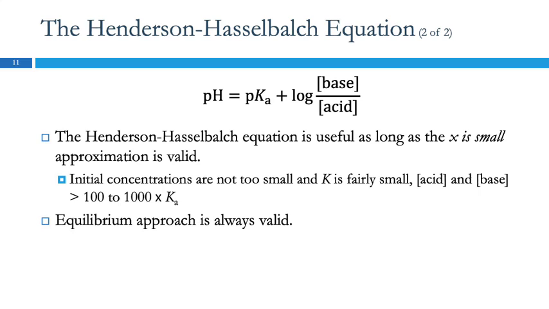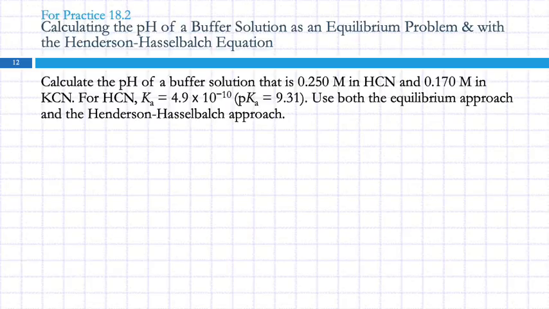You can always use the equilibrium approach and a solver and find the pH. That's always valid. Henderson-Hasselbalch equation works a lot of the time and is faster, but it doesn't always work. Okay, let's use the equilibrium approach and the Henderson-Hasselbalch equation, and we're going to find the pH of a buffer solution.